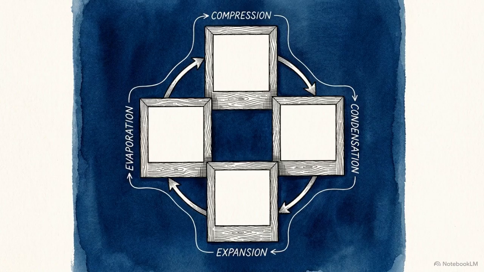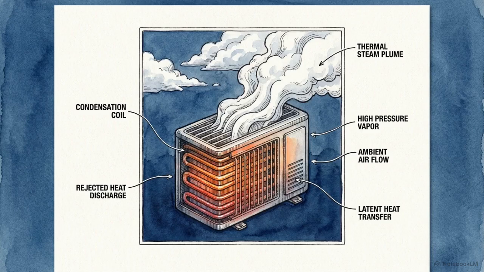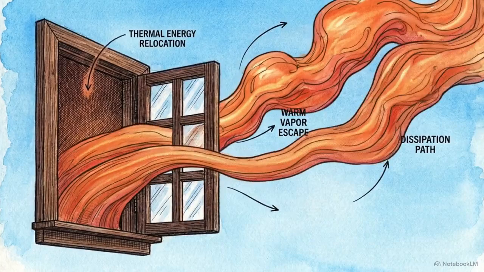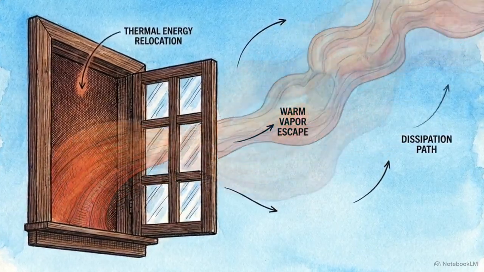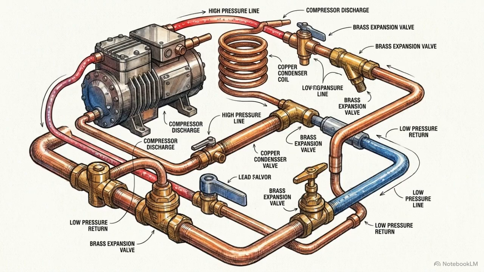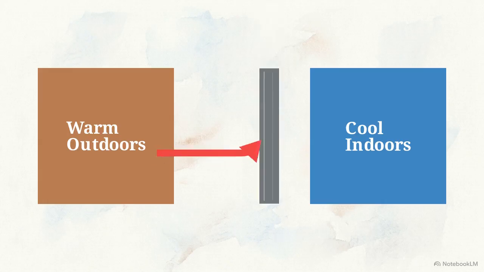The entire machine runs on a continuous 4-step cycle: compress the gas, condense it to reject heat, expand to drop the pressure, and evaporate to absorb heat. Thermal energy is sponged up indoors through vaporization and wrung out outdoors through condensation, relocating heat out of the room. Through this architecture of pressure control and mechanical feedback, the air conditioner maintains indoor climate by overriding the natural tendency of heat to move from warm to cool areas.